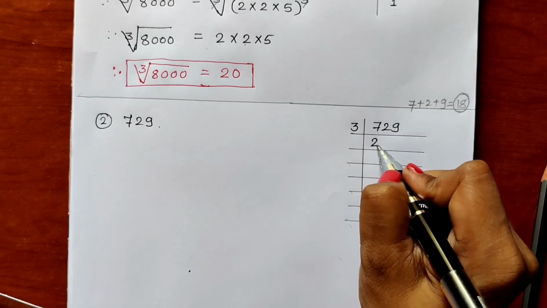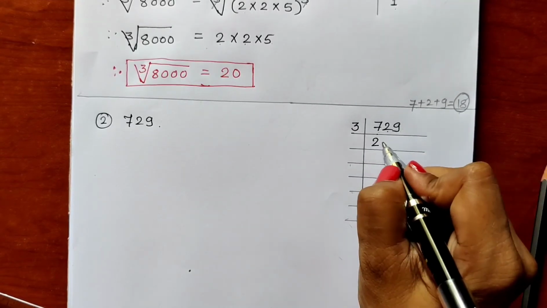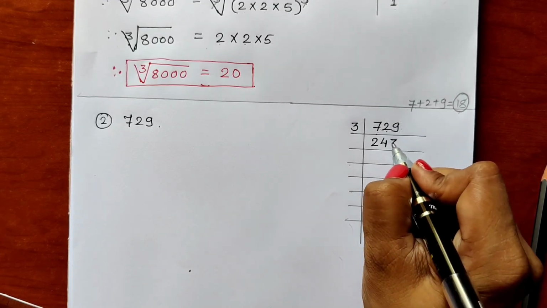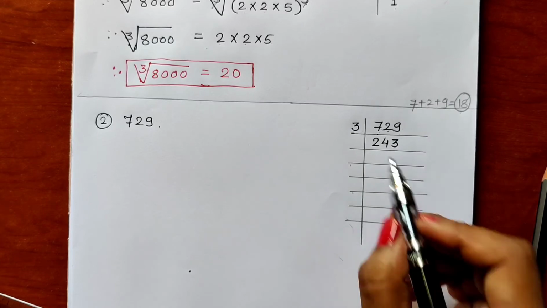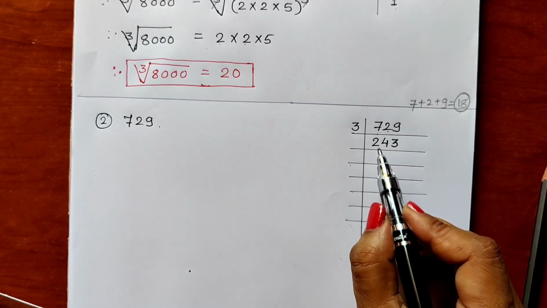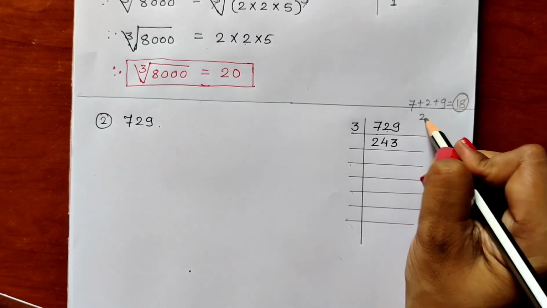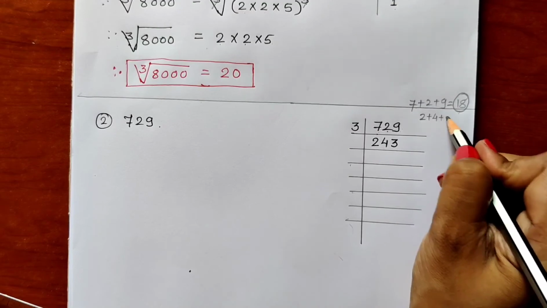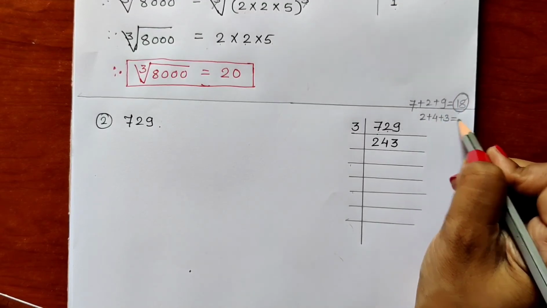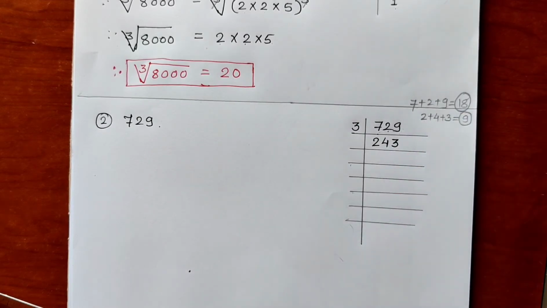3 2s are 6. 7 minus 6, 1 remaining. This 2 means 12. 3 4s are 12. And 3 3s are 9. Now 243. Let us find out whether this 243 number is divisible by 3 or not. So how to check? We will be adding all the 3 digits from 243. 2 plus 4 is 6. 6 plus 3 is 9. And 9 is divisible by 3. That means 243 is also divisible by 3.